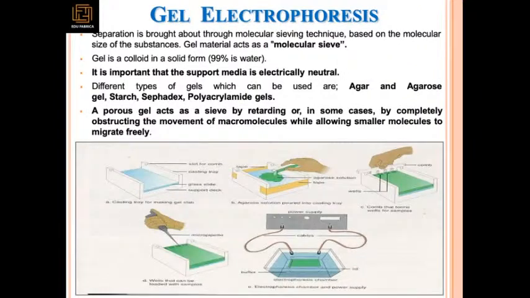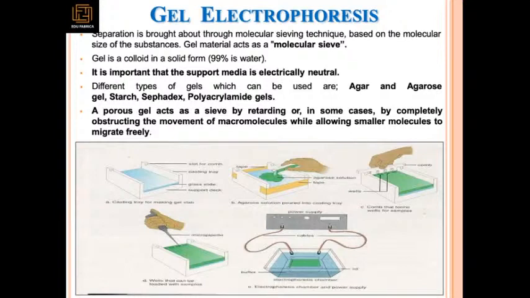Now the next part is gel electrophoresis. In this, separation is brought about through the molecular sieving technique. So the molecular sieves are used based on the molecular size of substances. The gel material acts as a molecular sieve in this case. A gel is a colloid in solid form, 99% water. It is important that the supporting media is electrically neutral. Different types of gels which can be used are agar, agarose gel, starch, Sephadex, and polyacrylamide gel. So these are the various gels you can use for your gel electrophoresis.